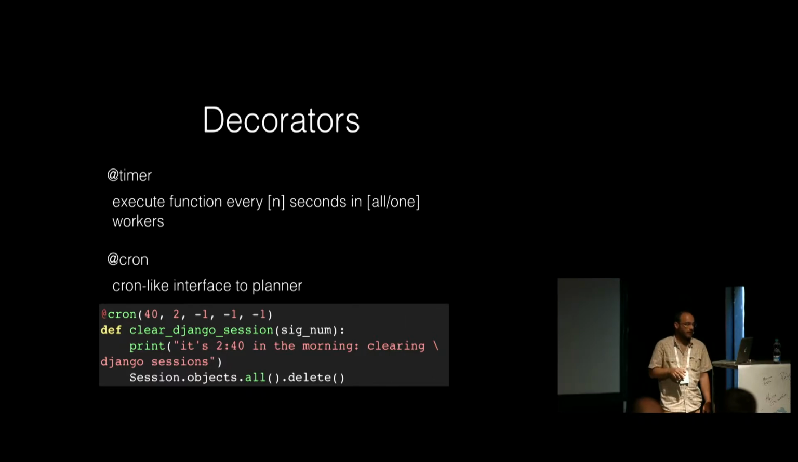Timer and cron: functions marked with the timer decorator will be executed periodically on one or all workers you have. The cron decorator is similar, but you can define when you wish the function to be run. A big disadvantage of those decorators is that they can be run at the same time, so you have to check manually if it does happen.